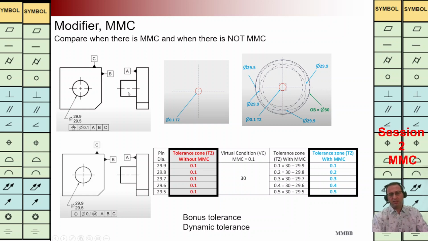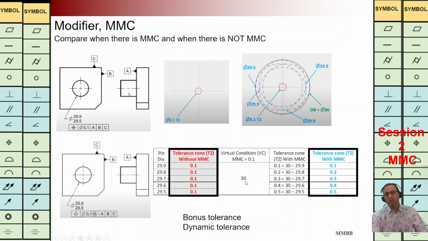It means the center of this pin can be changed in this tolerance zone. It is a fixed and constant value, as we can see here. But when we are going to implement the modifier, what happens? We are going to define the virtual or worst condition. For the virtual condition of the pin, we are going to see what the maximum diameter of the pin can be. That's why we are going to consider the maximum value of the pin and then add it with this value. We have the 30 here.